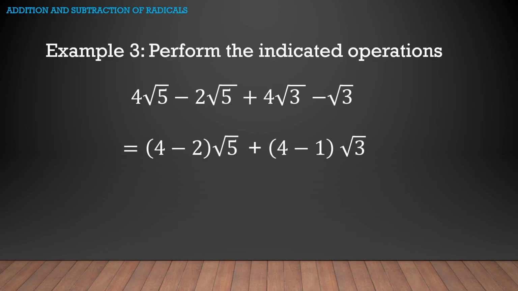Then we can combine. 4 minus 2 is equal to 2. Then affix the common radical, square root of 5. And 4 minus 1 is 3. That's why the other term is 3 square root of 3. So our answer for this example is 2 square root of 5 plus 3 square root of 3.